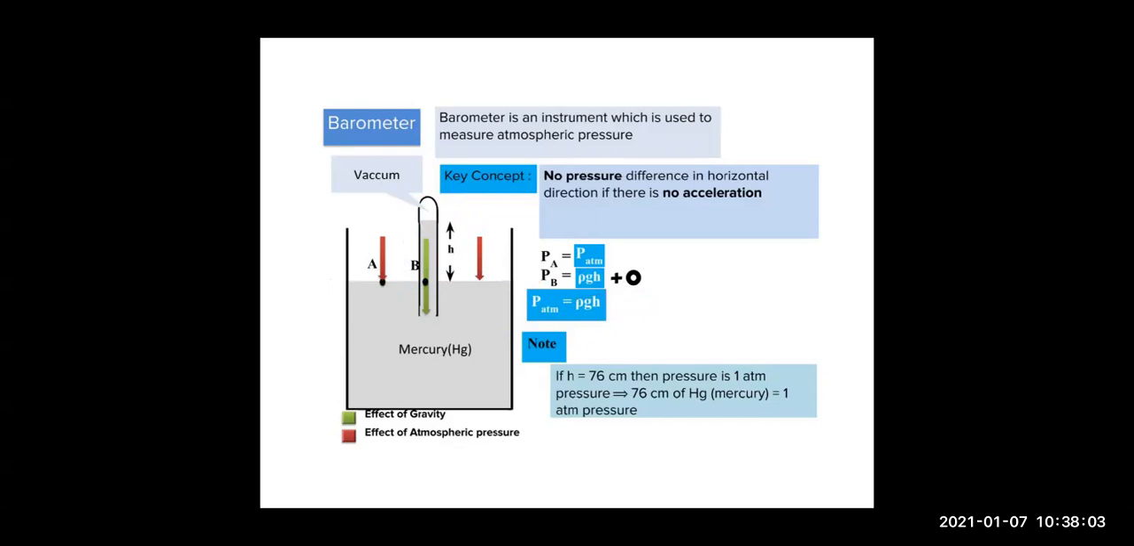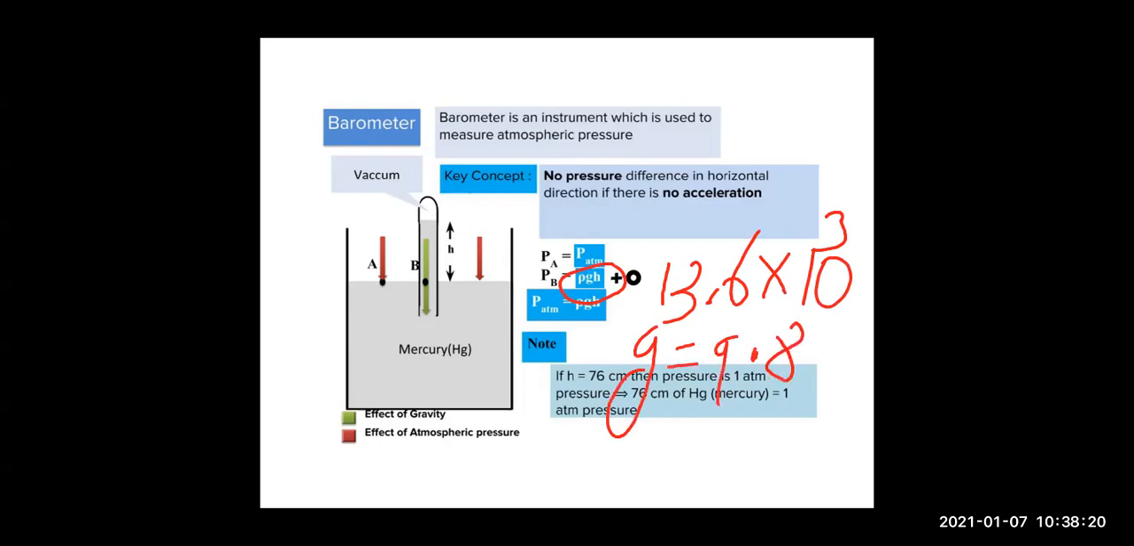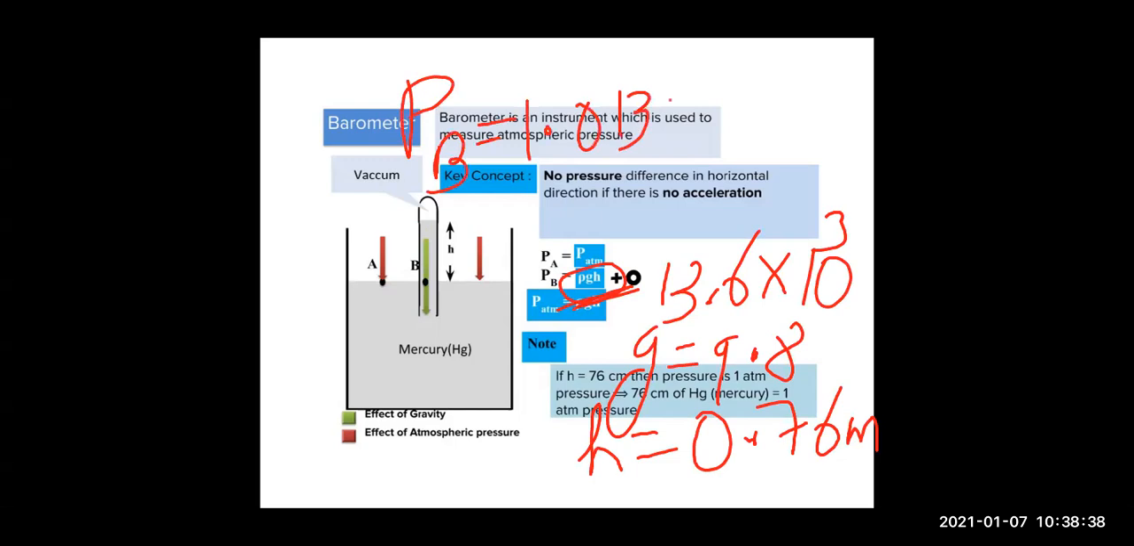Yes, children, and with this, we found out by substituting the value of rho, that is the density of mercury, which is 13.6 into 10 to the power 3 kg per meter cube. g, we will put it as 9.8 meter per second square. And height, we know it is 76 centimeter, which is 0.76 meter. Substitute these in rho gh, and we will find the value of PB as 1.013 into 10 to the power 5 Pascal. So this is your atmospheric pressure.